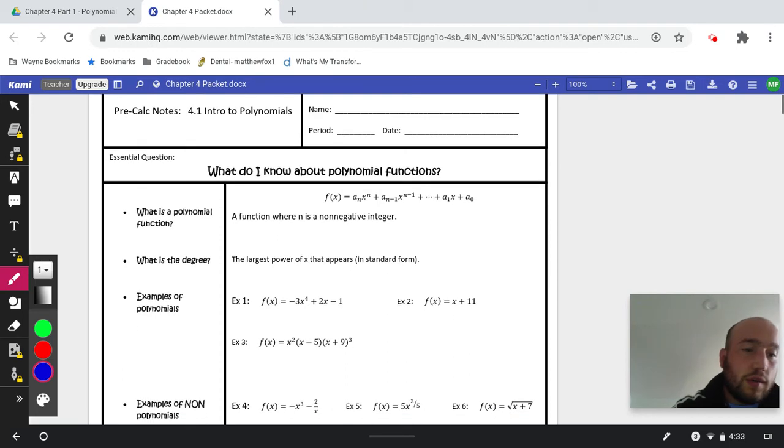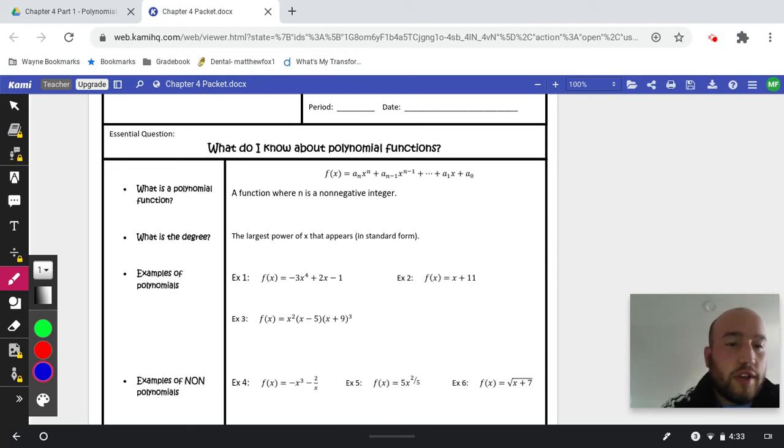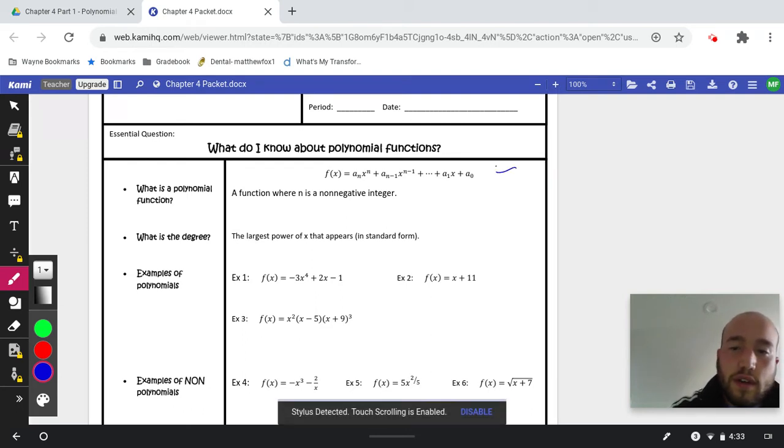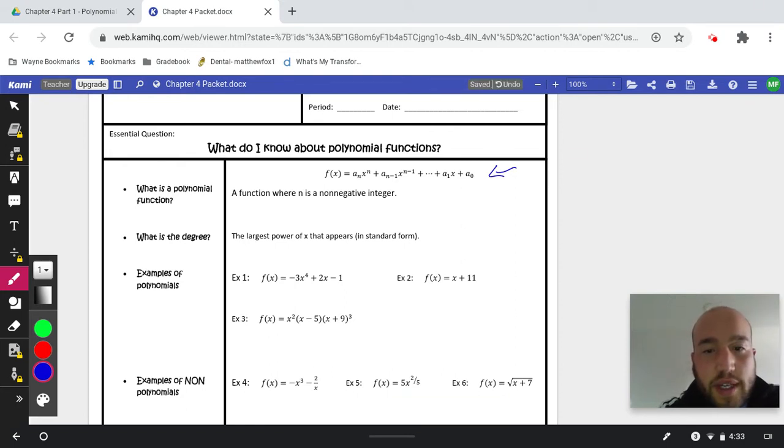Okay, so today we're going to start off talking about polynomial functions. If we look at our generic version of it right here, it's a function where n is a non-negative integer, meaning we have some sort of number there. An integer is going to be a whole number for us, and it's non-negative. And sometimes there will be a lot of terms, sometimes there's just a few.